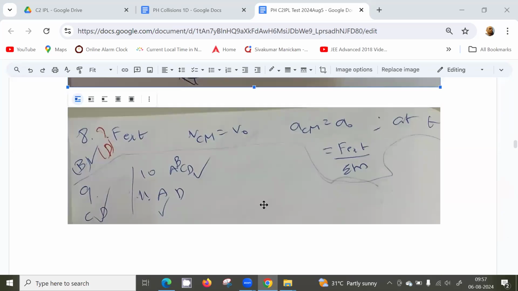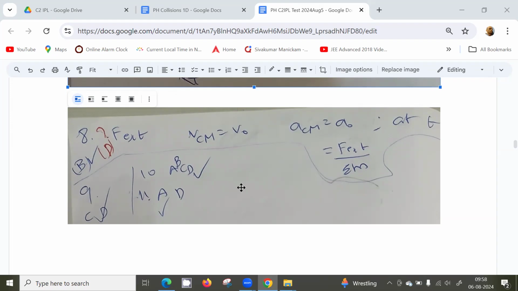Non-zero external force acting on a system of particles. Velocity and acceleration of center of mass are found to be V0 and A0 at instant t. Once an external force is there, external force equals mass times acceleration of center of mass, and mass is the total mass of the system. Since external force is non-zero, A has to be non-zero. So there's only one option matching that, option B.